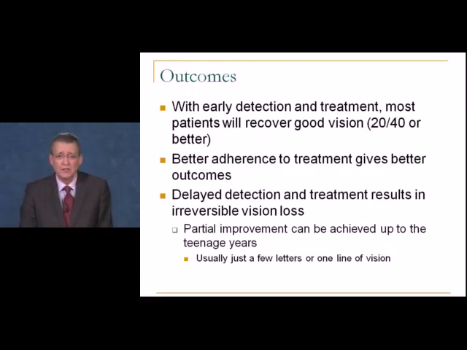It's not easy to keep an eye patch on a kid who can't see out of the eye that you're forcing him to use. But delayed detection and treatment results in irreversible vision loss. Partial improvement can be achieved up to the teenage years, but in those studies, yeah, they got better, but they read maybe just a couple more lines of letters on the eye chart.